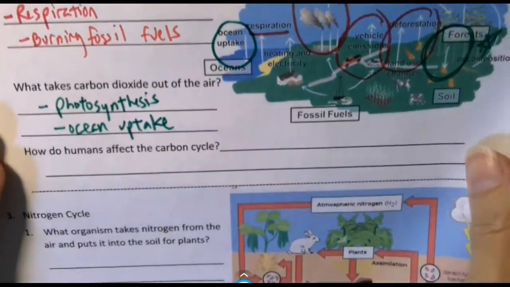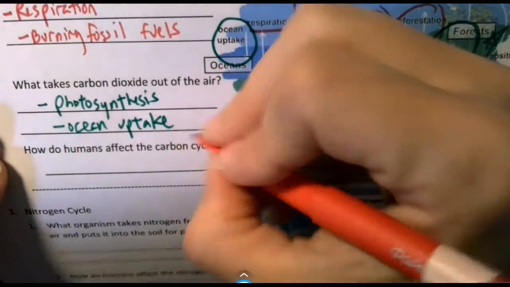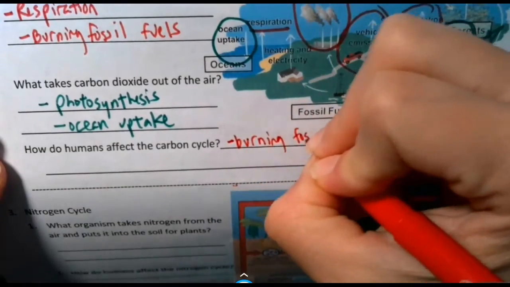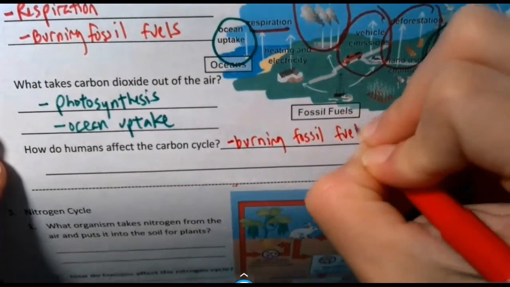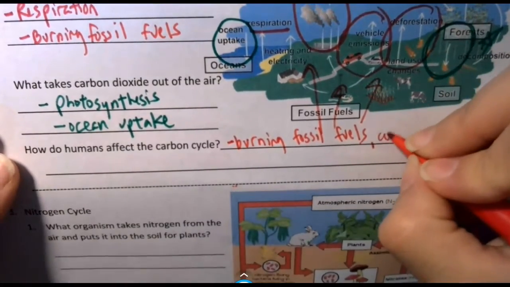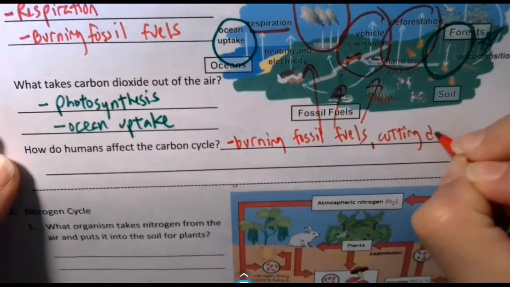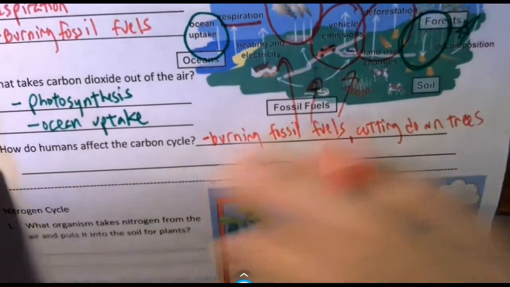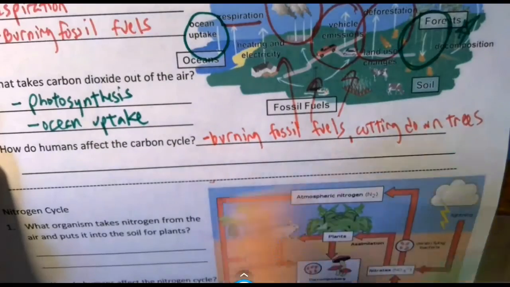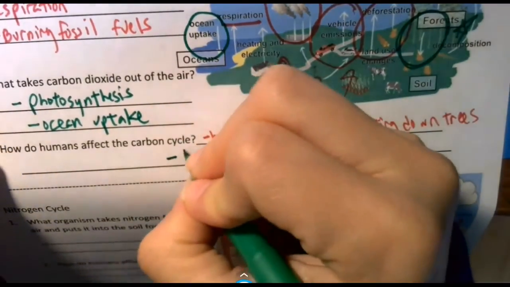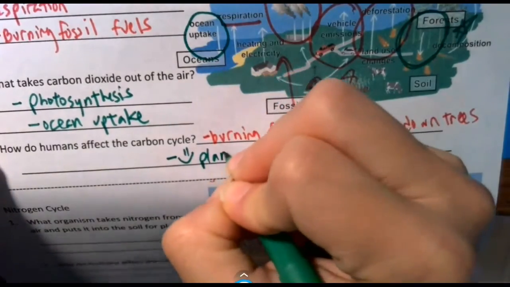How do humans affect the carbon cycle? By burning fossil fuels, by driving cars and factories and power plants, by cutting down trees, this returns too much carbon dioxide to the air. We don't want this. These are bad ways. A positive way is we can plant trees, and that really helps.